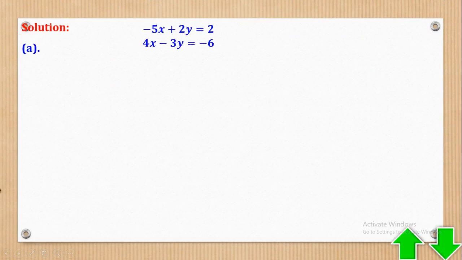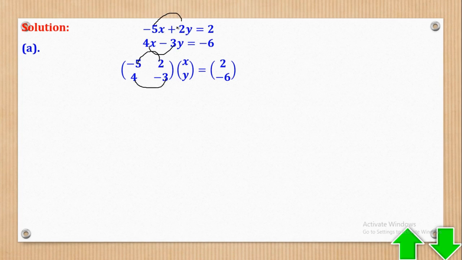So the first thing to do is to rearrange so that we begin with X followed by Y and lastly constants. Now when that is done, we can form the matrices. The coefficient matrix will be negative 5, 2, 4, negative 3. Then the variables, we start with X followed by Y, so the column matrix will be X followed by Y. Constants, it is 2 followed by negative 6, so the column matrix will be 2 followed by negative 6.